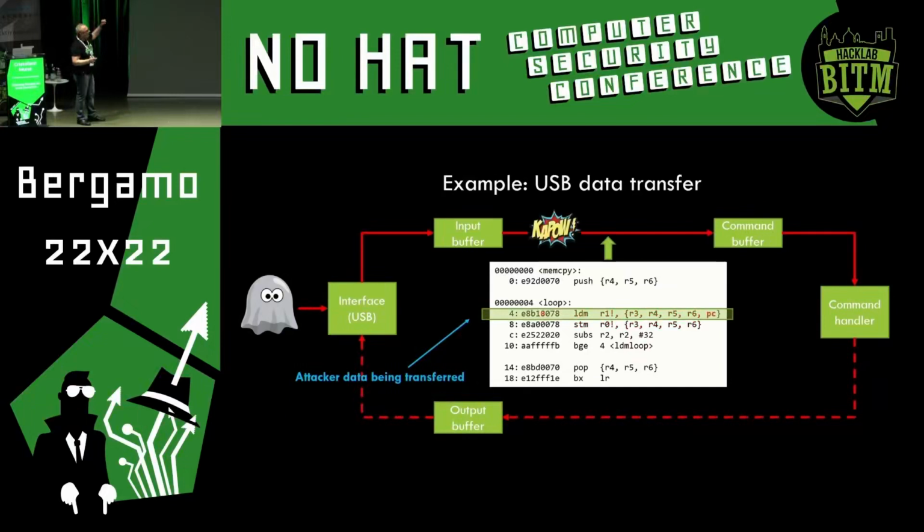Now, if you glitch during that line and you change one of the bits of the register, then one of the registers may become the program counter.